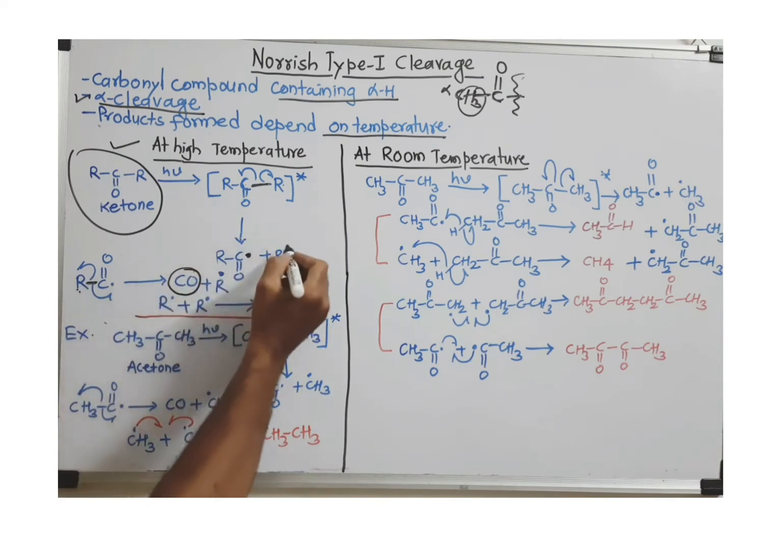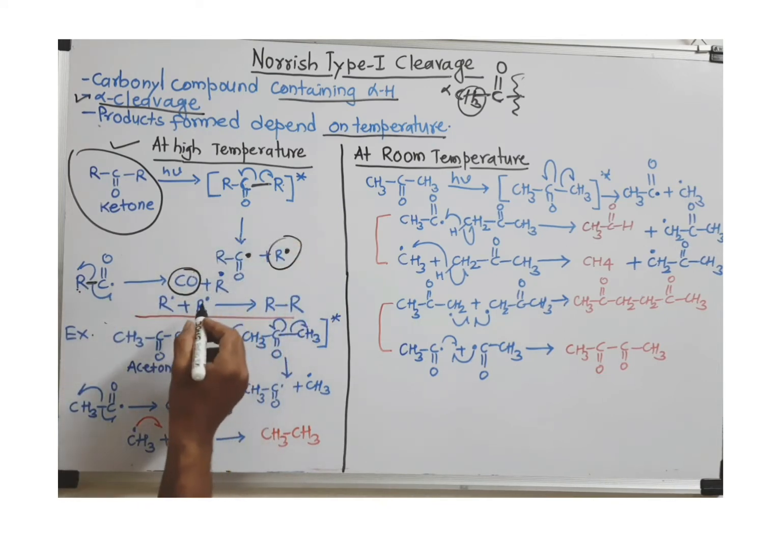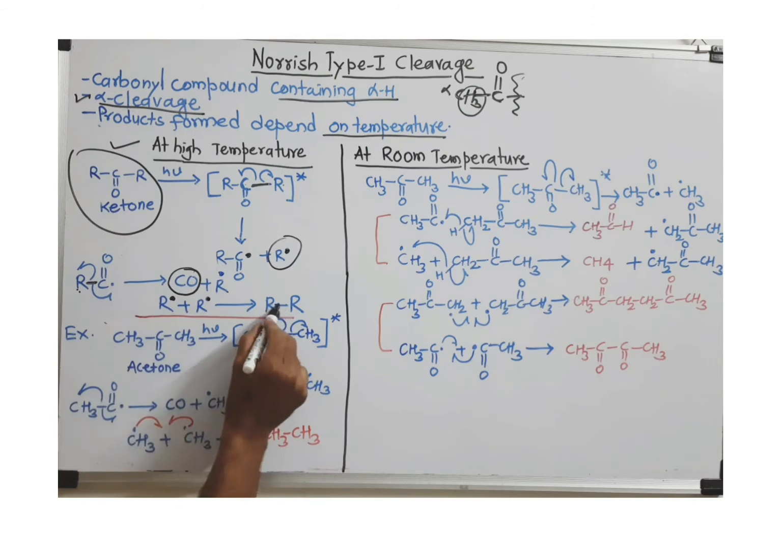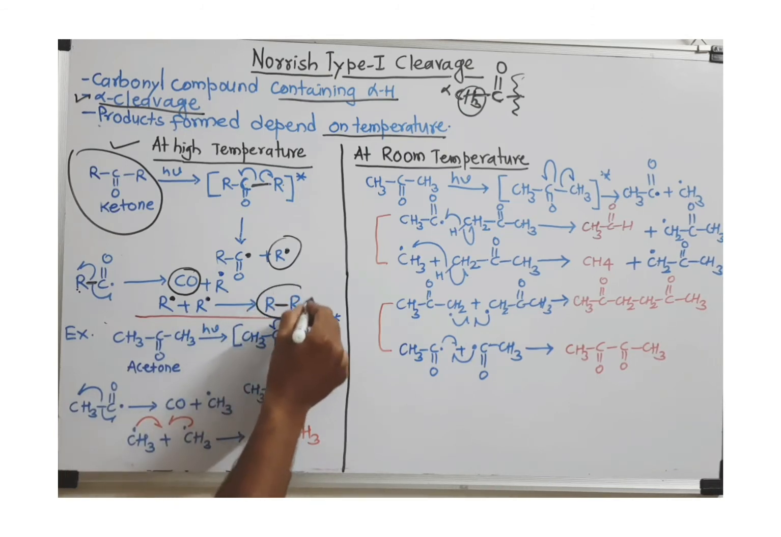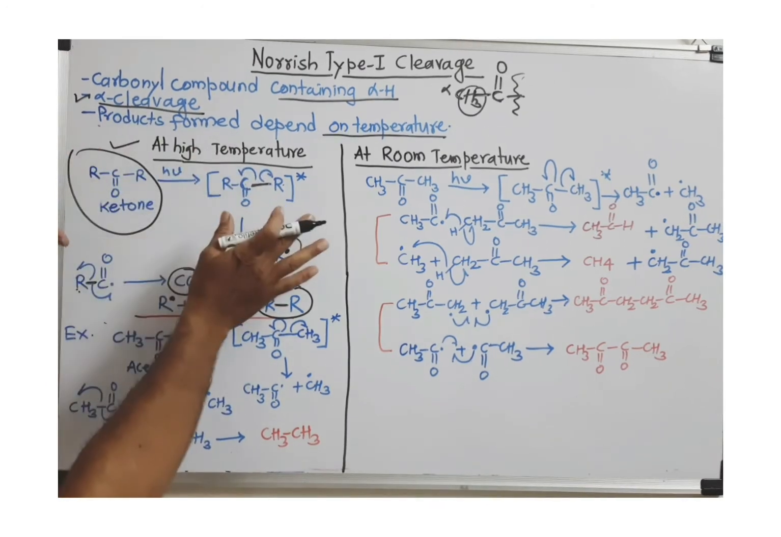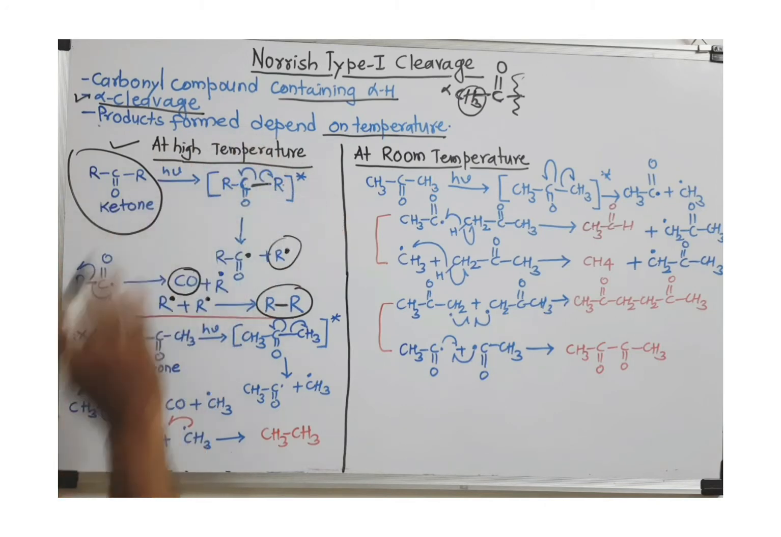Now in this reaction mixture, there are two free radicals. These two free radicals combine, meaning one electron of this and one electron of this will form a sigma bond, and we get this neutral molecule. So this was the general outline of this reaction.